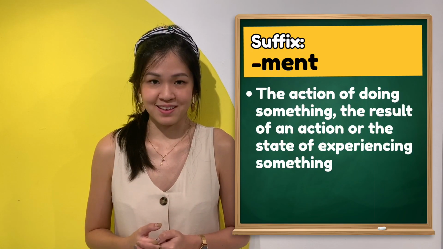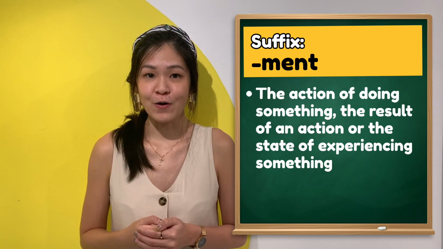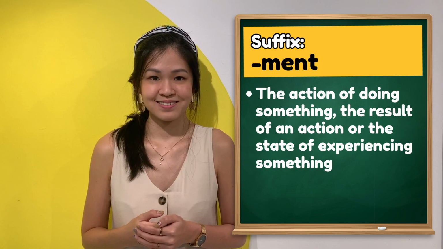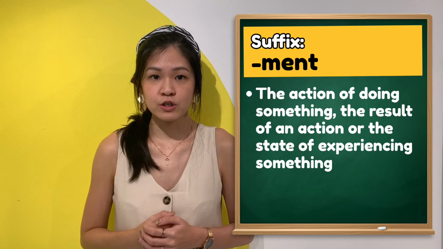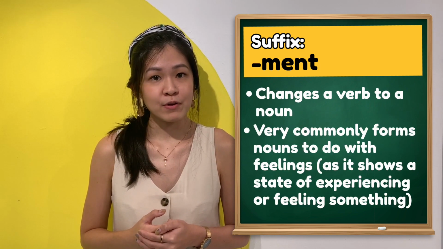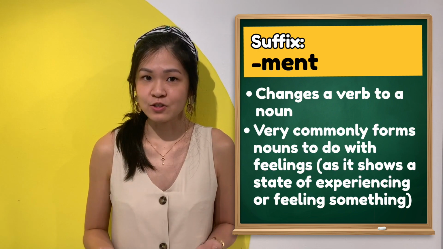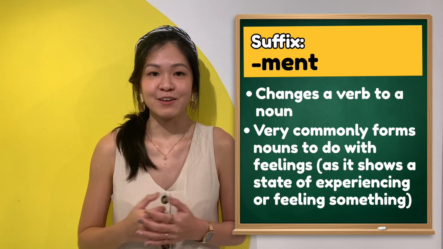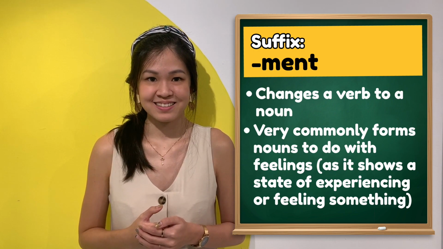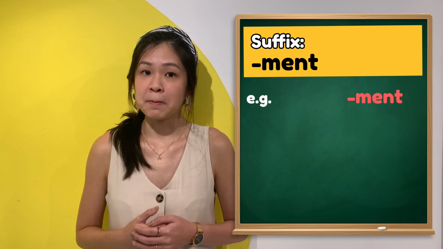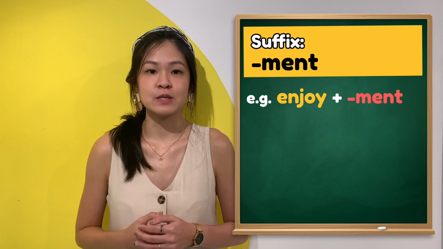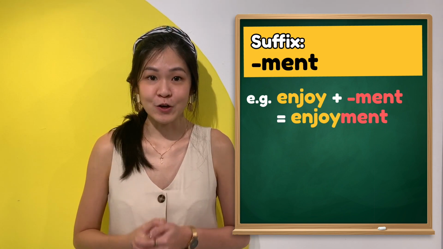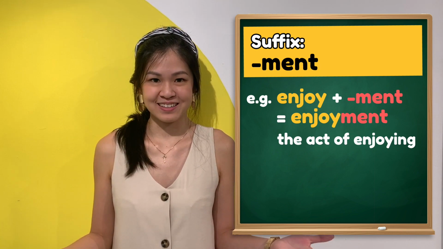Number 1. M-E-N-T, ment. The definition of the suffix ment is the action of doing something, the result of an action, or the state of experiencing something. Adding this suffix usually changes a verb to a noun, and very commonly, since it shows the state of experiencing or feeling something, it forms nouns to do with feelings. For example, adding the suffix ment to the verb enjoy forms the word enjoyment. Enjoyment simply means the act of enjoying.